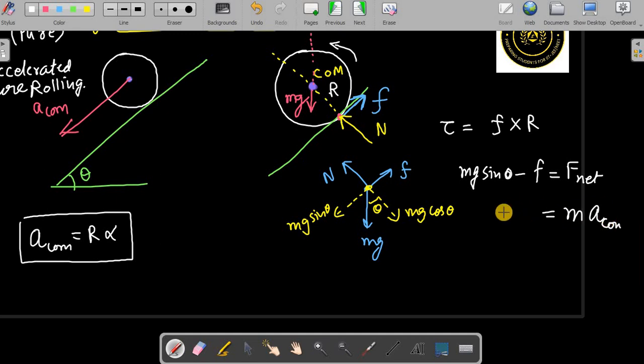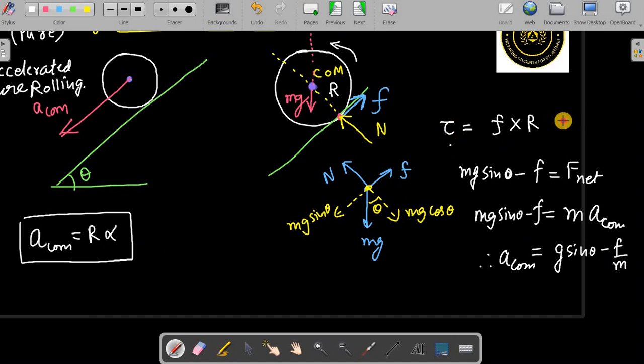And here acceleration means acceleration of center of mass, okay. Mg sin theta minus friction. So from here I think acceleration we can calculate. What will be acceleration from here? Acceleration will be g sin theta minus friction by mass, right? And r into alpha. Alpha, you can calculate from the torque equation, right?